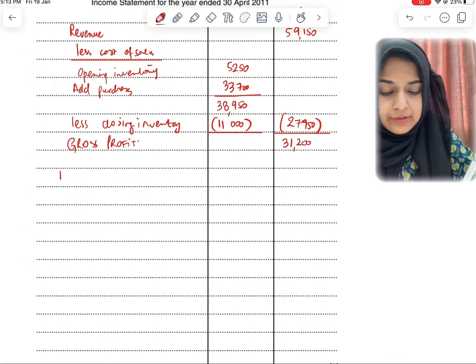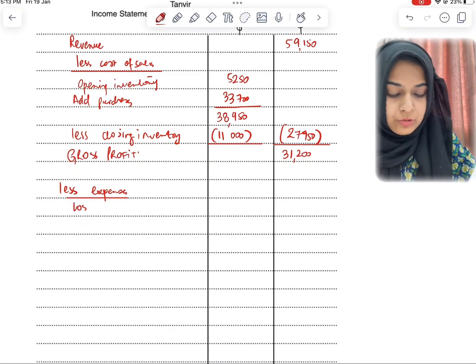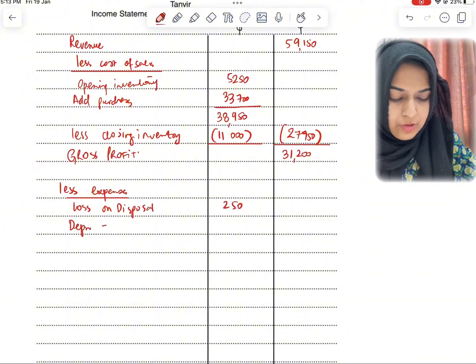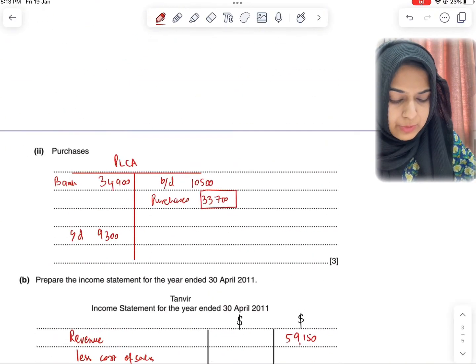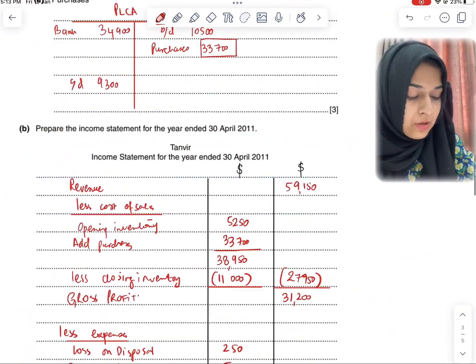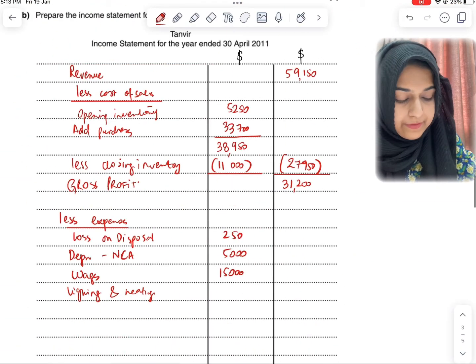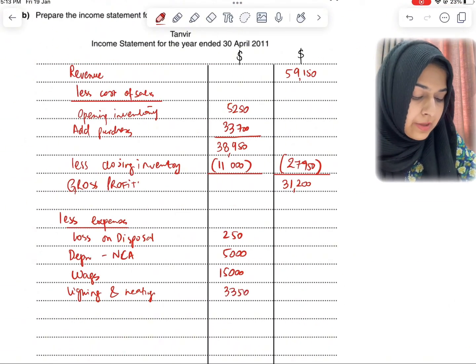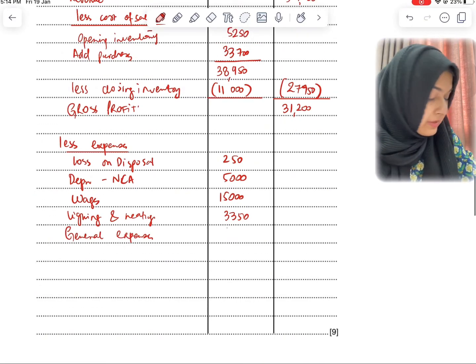Okay, then we don't have any other incomes, so you directly write less expenses, and then you start writing all the expenses. So loss on disposal, which is 250. Then we have depreciation of non-current assets, so that is 5,000. And then we calculated wages. Wages was exactly what we paid, because wages did not have any prepaid or owing, so 15,000 will be exactly that. You copy here and you write here 15,000. Then lighting and heating must be 3,350, which we have taken out from the account of lighting and heating, that is 3,350. Then we have general expenses, which is 6,000.